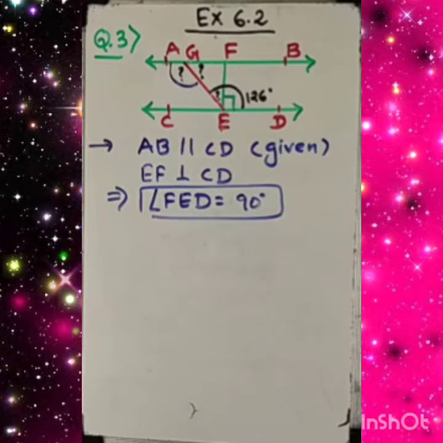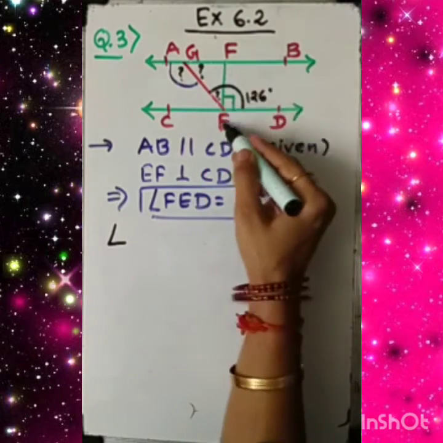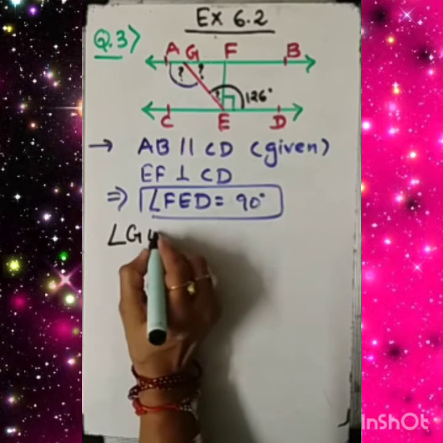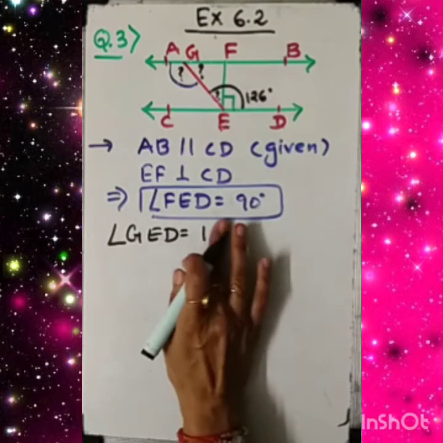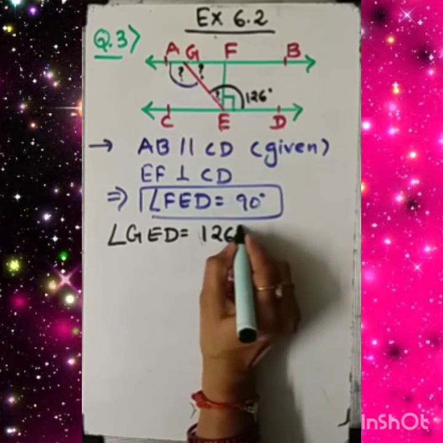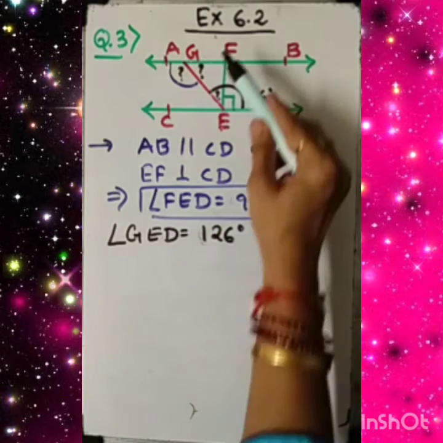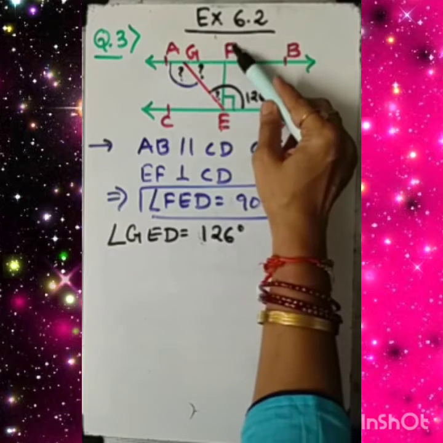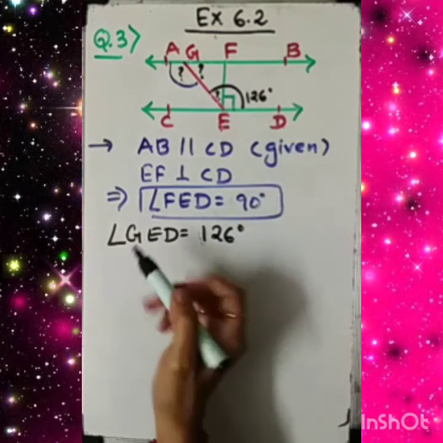Now, my dear student, one more thing we are given is that angle GED is 126 degrees. But they have asked us to find angle FGE, FEG also, or GEF. So let's focus on that. How to find GEF?